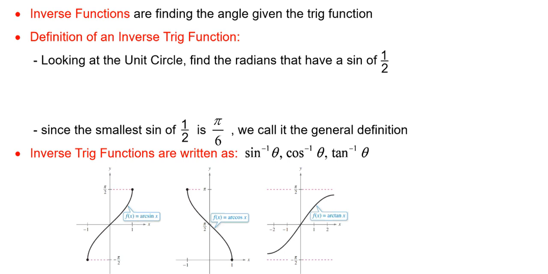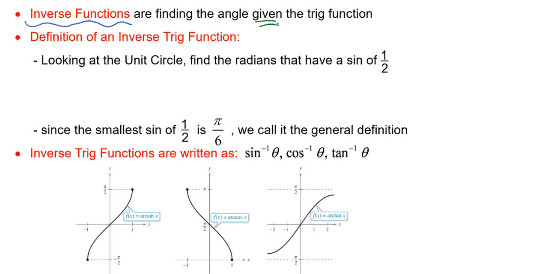In this video, we're going to be talking about inverse trigonometric functions and how to evaluate them without using a calculator. So an inverse function is basically where we are finding the angle, but we've been given the trig function. Now the definition of a trig inverse function, you want to look at the unit circle and then find the radians. So let's do an example.